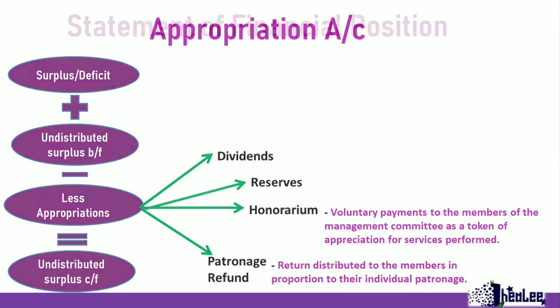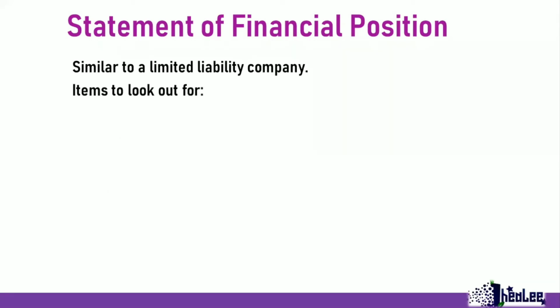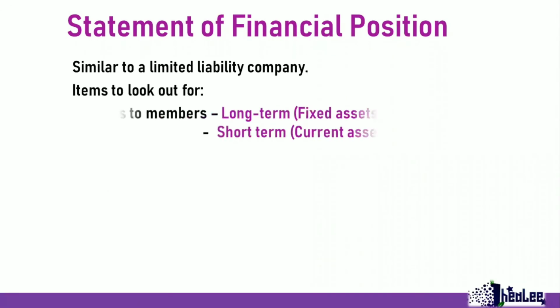Now, let's look at the statement of financial position for a cooperative. It is similar to a limited liability company, but there are some things that you have to look out for. Items that you have to look out for: loans to members. If it is a long-term loan, then of course you're going to treat that as a fixed asset, while if it is a short-term loan, then you're going to treat that as a current asset.